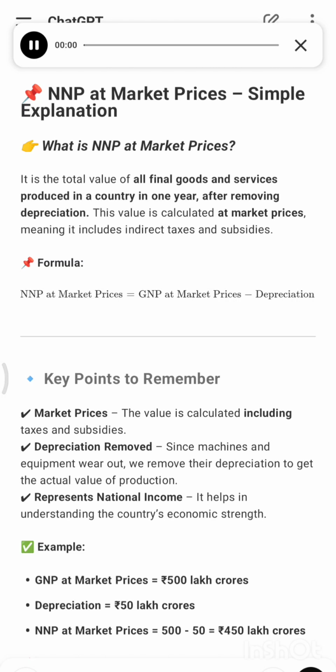NNP at market prices, simple explanation. What is NNP at market prices? It is the total value of all final goods and services produced in a country in 1 year after removing depreciation. This value is calculated at market prices, meaning it includes indirect taxes and subsidies. Formula: NNP at market prices equals GNP at market prices minus depreciation.